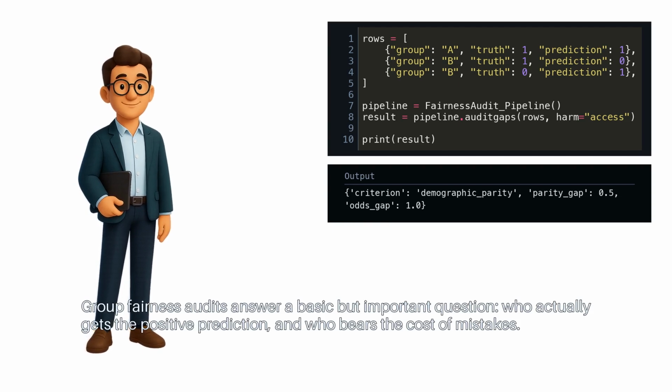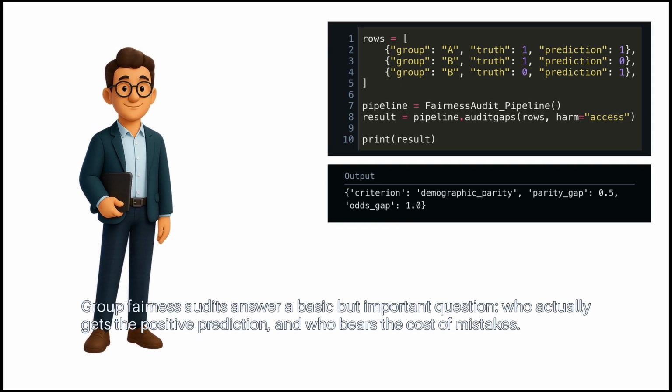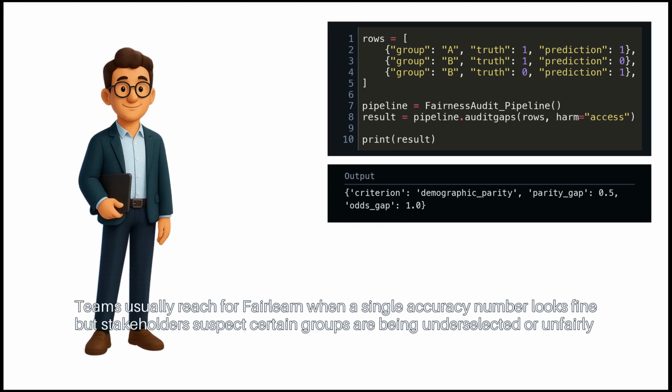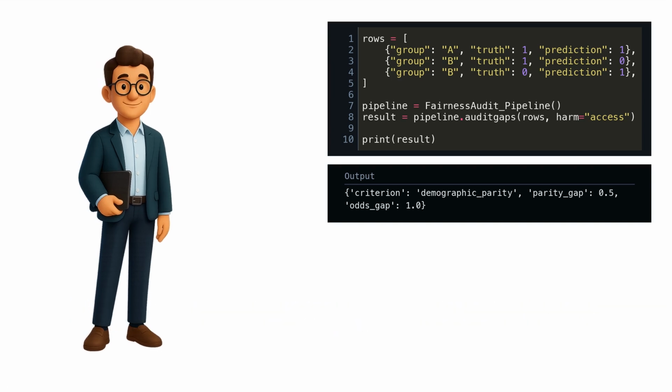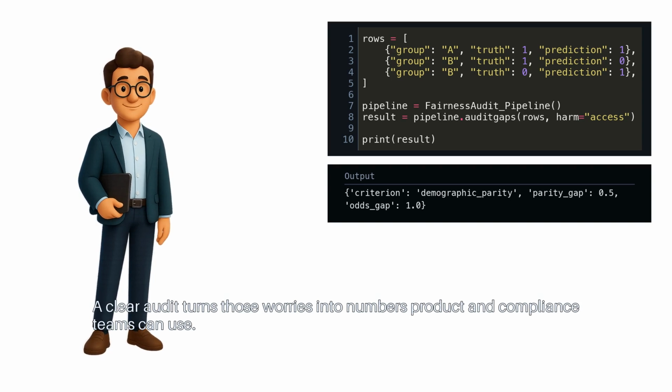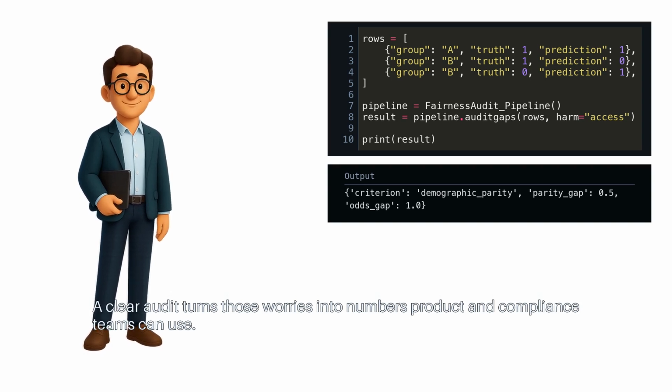Group fairness audits answer a basic but important question. Who actually gets the positive prediction, and who bears the cost of mistakes? Teams usually reach for Fairlearn when a single accuracy number looks fine, but stakeholders suspect certain groups are being underselected or unfairly penalized. A clear audit turns those worries into numbers product and compliance teams can use.